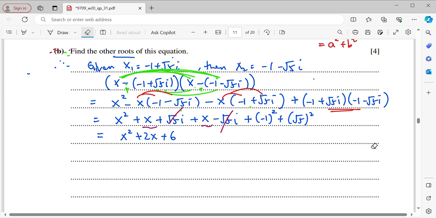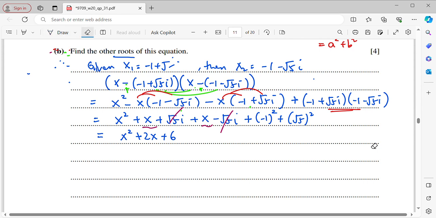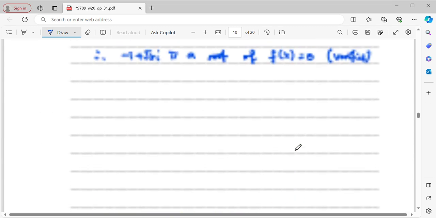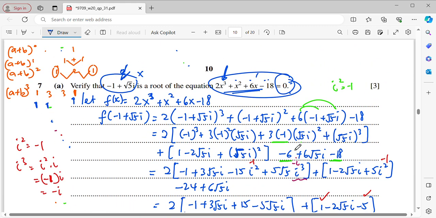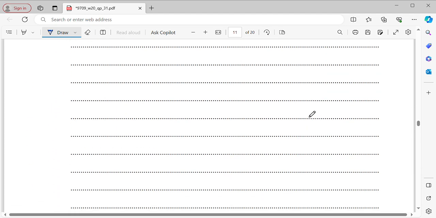Right? So then, what we need to do next is find the other factor using polynomial division. So then now I will divide. From here, refer back to the equation, 2x cubed plus x squared plus 6x minus 18. That will be my function.